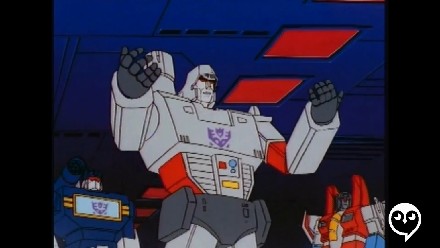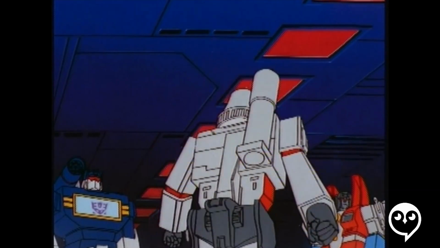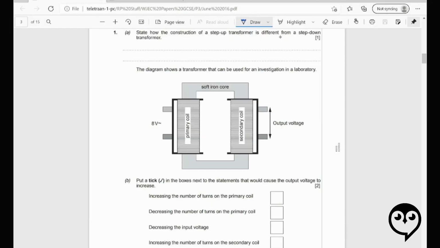Enough! I've seen enough! State how the construction of a step-up transformer is different from step-down. You can just say step-up has more turns on the secondary coil, step-down has more turns on the primary, that kind of stuff. Put a tick for what we got in.